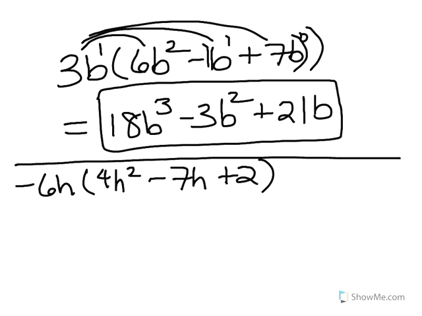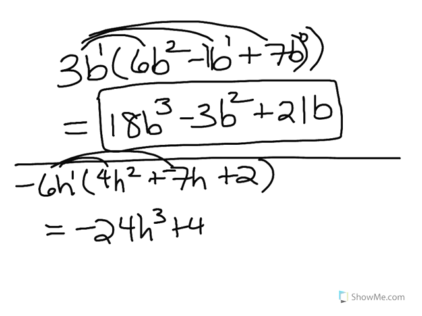Let's try another one, this time involving a negative factor on the outside. The same process applies we just showed. Negative 6h times 4h squared means you're going to take negative 6 times 4, you get negative 24, and h to the first times h squared is h cubed. Then take negative 6h times negative 7h. Remember that this is an addend, you're adding a negative 7. Negative 6 times negative 7, positive 42. And h to the first times h to the first is h squared.